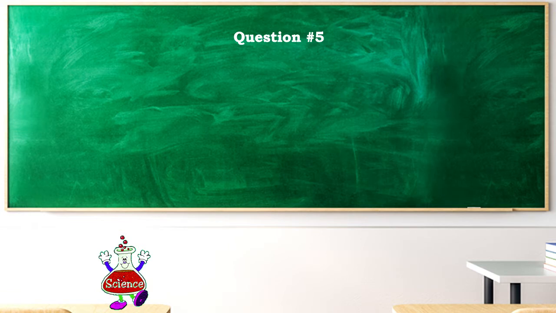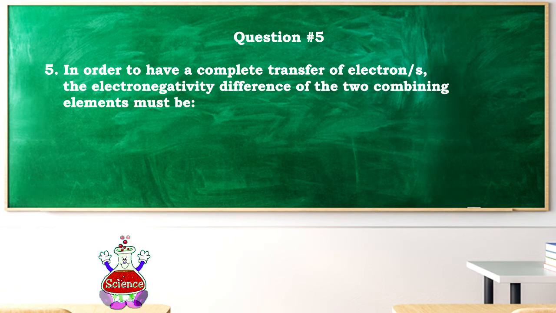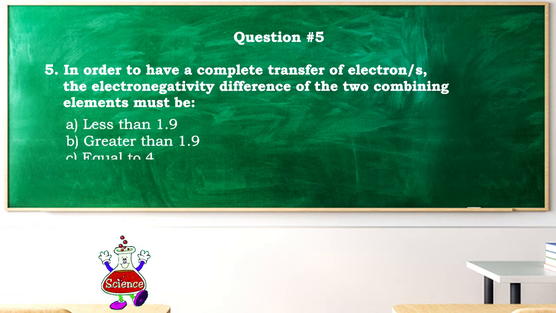Number 5. In order to have a complete transfer of electron or electrons, the electronegativity difference of the two combining elements must be A. Less than 1.9, B. Greater than 1.9, C. Equal to 4, D. Equal to 0.